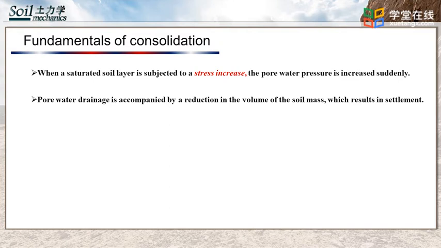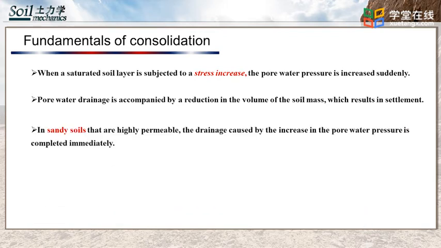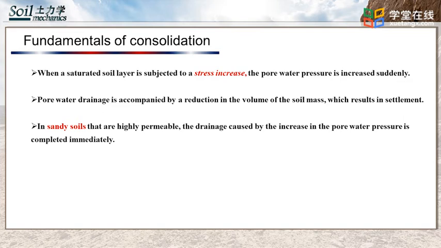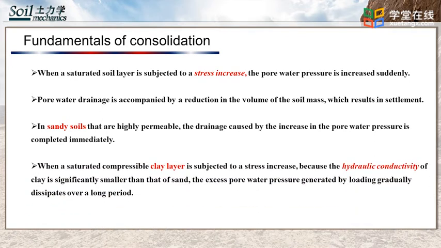Pore water drainage is accompanied by a reduction in the volume of the soil mass, which results in settlement. In sandy soils that are highly permeable, the drainage caused by the increase in the pore water pressure is complete immediately. When a saturated compressible clay layer is subjected to a stress increase, because the hydraulic conductivity of clay is significantly smaller than that of sand, the excess pore water pressure generated by loading gradually dissipates over a long period.